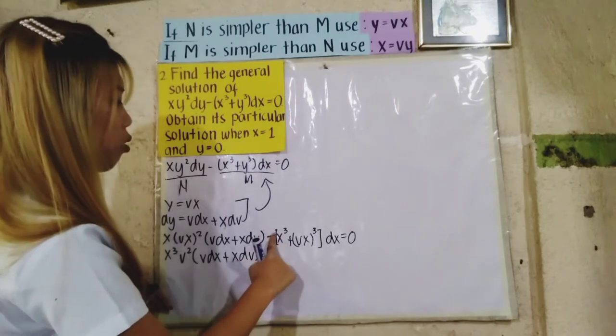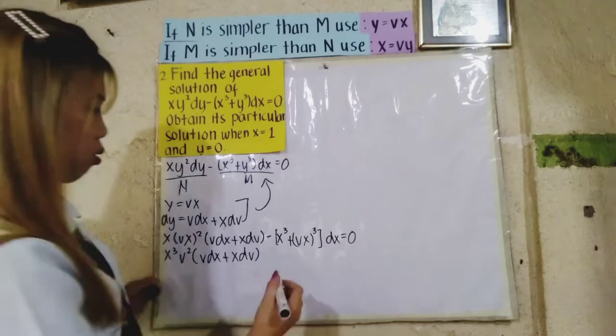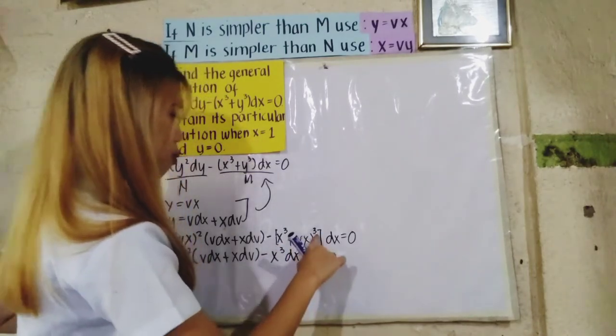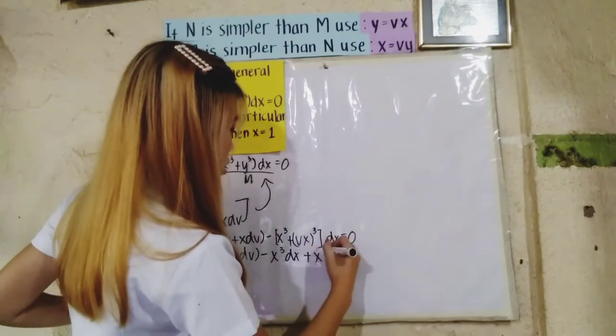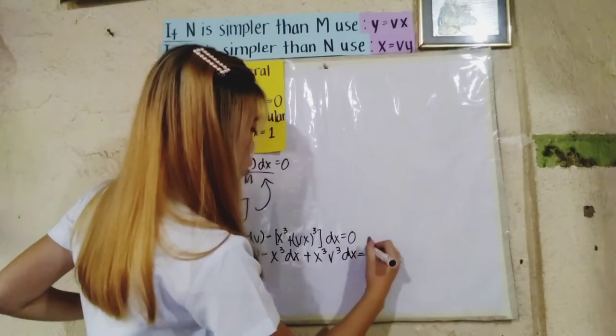Then, distribute na natin itong negative sign, tsaka yung dx dito sa loob ng x cubed plus vx cubed. So, we have negative x cubed dx. Distribute natin yung cube dito sa vx. So, magkakaroon tayo ng plus x cubed v cubed dx equal to 0.